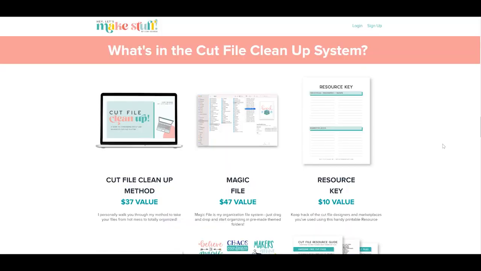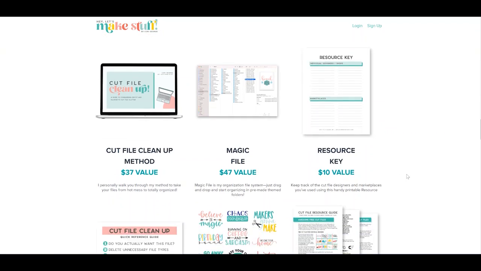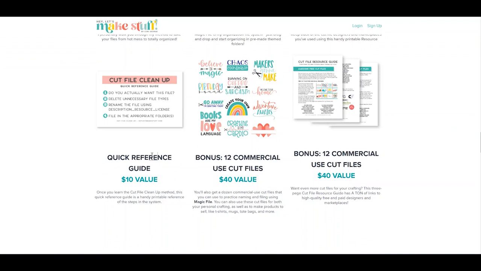So what's all included with your Cut File Cleanup purchase? You get a video all about the Cut File Cleanup method, walks you through everything. You get a magic file that is the organizational file system that you'll use. You just kind of start dragging and dropping your files into place. There's a resource key where you can keep track of your cut file, the designers you've used, and that type of thing. A quick reference guide so that you know how to use the system at any point and can quickly reference that. 12 commercial use cut files. And a bonus resource guide with a ton of links to high quality, free and paid designers and marketplaces.